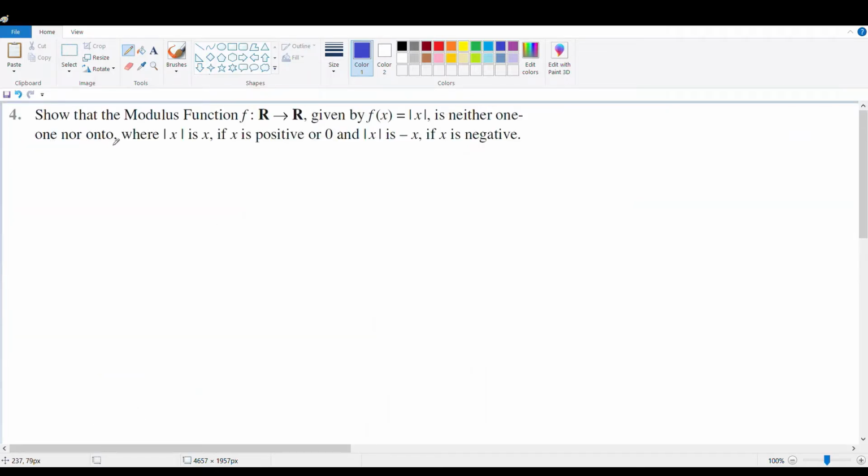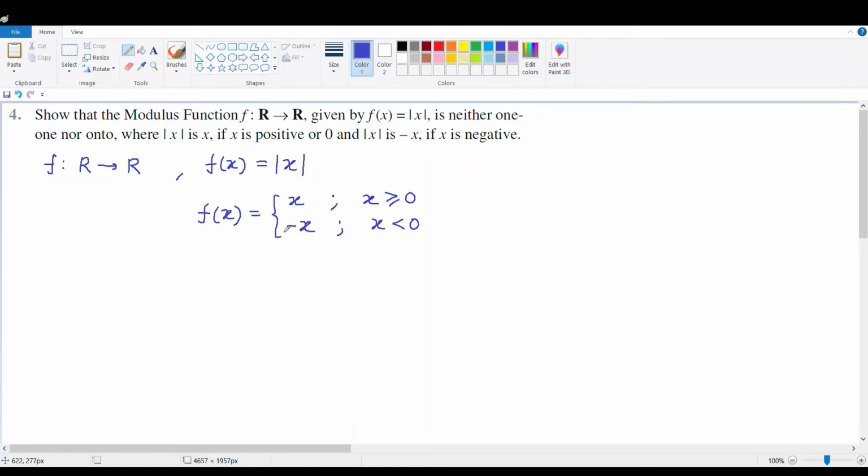Question 4. Show that the modulus function f from R to R given by f of x equals mod of x is neither 1-1 nor onto, where mod of x is x if x is positive or 0, and mod of x is negative x if x is negative. So the function you are given is from R to R, and that function is f of x equals mod of x. Now this function is actually a piecewise function. So it is x when your x is greater than or equal to 0, and it is going to be negative x when your x is less than 0.